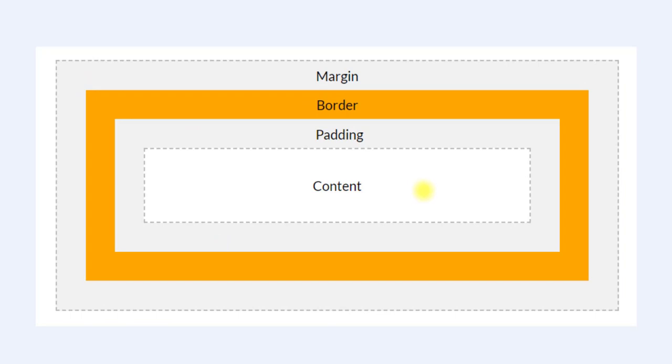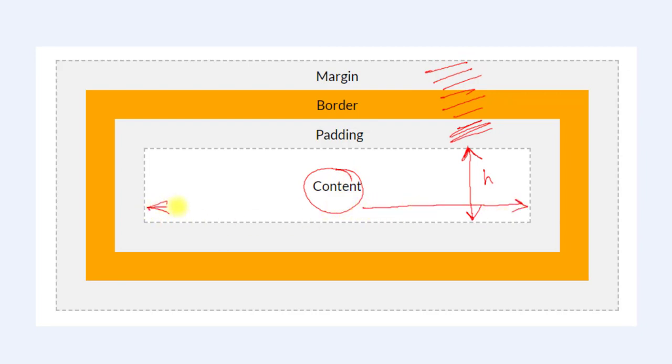And we also need to remember that whenever we set the height of the element, it only means the height of the content area. It does not include the padding or the border or the margin around the content. Similarly, whenever we set the width of the element, it only means the width of the content area. It does not include the padding or the border or the margin around the content.